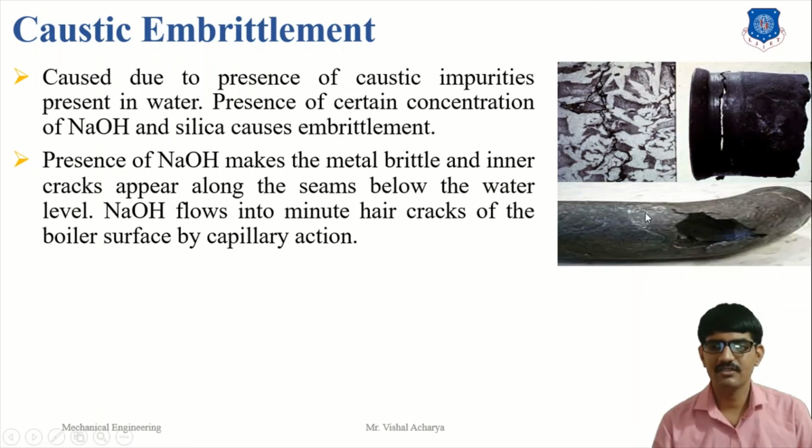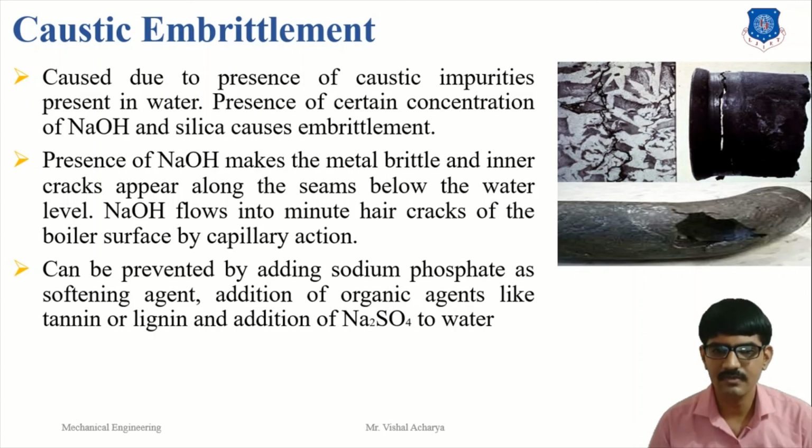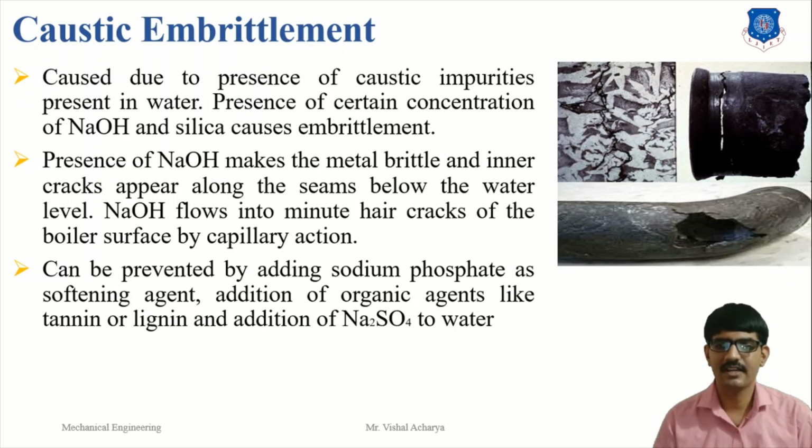Water with high levels of sodium hydroxide flows into the hair cracks of the boiler surface by capillary action, and this can be prevented by adding sodium phosphate as a softening agent and adding organic agents like tannin, lignin, and the addition of sodium sulfate to the water.